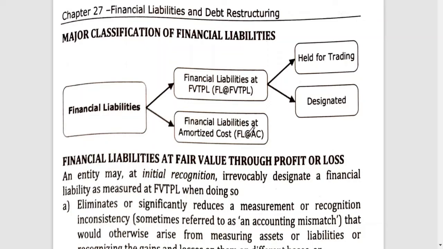But the financial assets have a third classification, which is the combination of the characteristics of the FAFVPL and the FAAC, which is the third one, the financial assets at fair value through OCI. So when we talk about the financial liability, we have only these two major classifications. And the financial liabilities at FVPL or FVTPL are further classified as held for trading and designated.